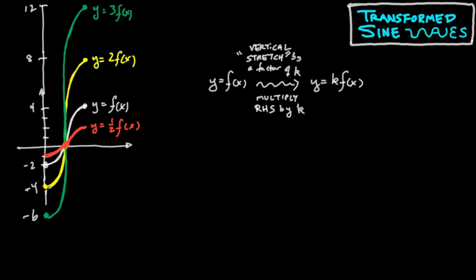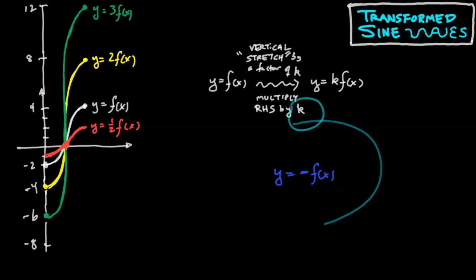The second is this. What if k, the factor by which I'm multiplying the right-hand side in that algebraic transformation, what if k is a negative number? Then what happens geometrically? Like what if I looked at y equals negative f of x? So I'm multiplying by -1. My k factor here is -1. What would the graph of that look like compared to my original white graph, y equals f of x?